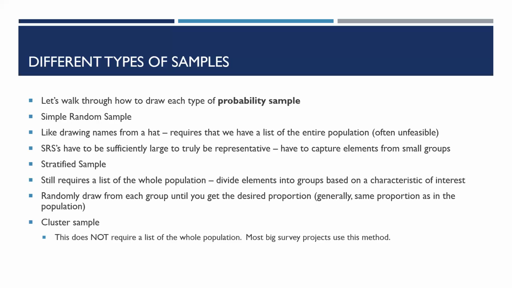And then the final one is what we call the cluster sample. This is actually what most big survey projects use. And the reason for that is because you don't actually need a list of the entire population. Instead, you do something else. What do we do when we cluster sample? And again, it's easiest to think of this in terms of survey research. So if we were trying to draw a cluster sample here in the United States, what might we do?